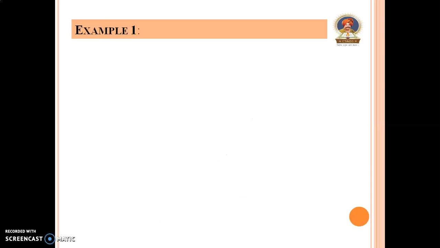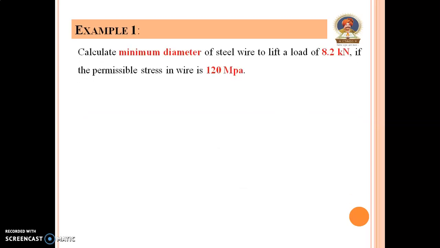So, example first: calculate the minimum diameter of steel wire to lift a load of 8.2 kN if the permissible stress in the wire is 120 MPa. Here in this numerical, what is given?